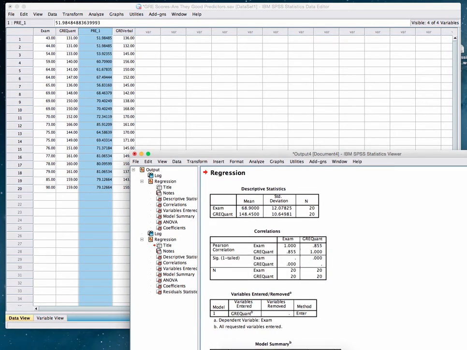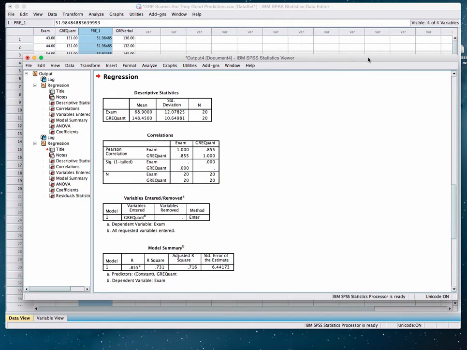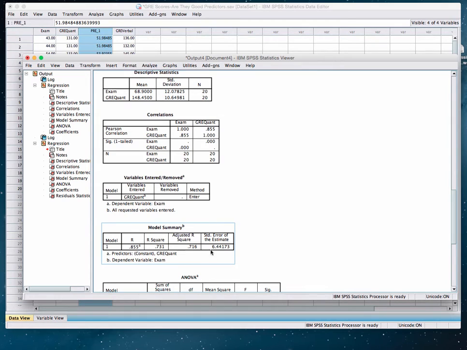Now let's take a minute to look at the importance of the standard error of estimate. Our standard error of estimate is 6.44. That tells us how variable, or how precise, our estimate is of these predicted values. And the higher the correlation between the dependent and the independent variable, the smaller the standard error of estimate, the more precise our predicted values are.